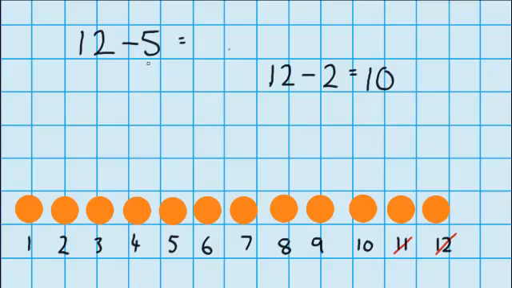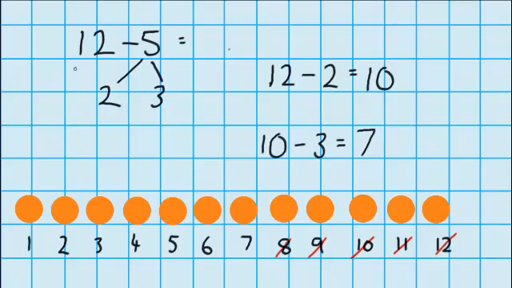Now I'm not done yet though, because the question said I had to take away 5, and so far all I've done is take away 2, which means I must still have to take away another 3 counters. So I'm going to do that now. 1, 2, and 3. And we can record what that looks like. I had 10 counters. I've taken away 3 more, which means I'm left with 7 counters.